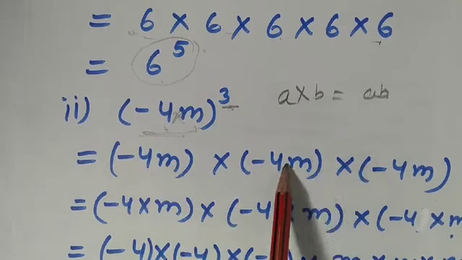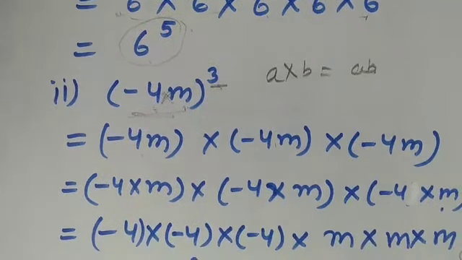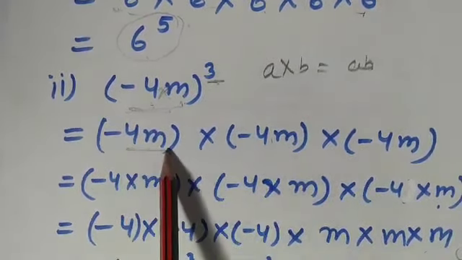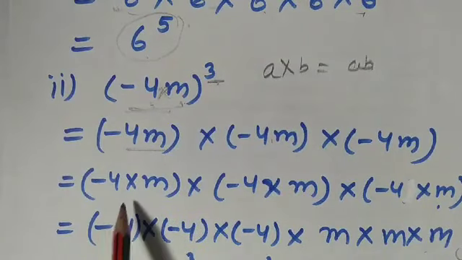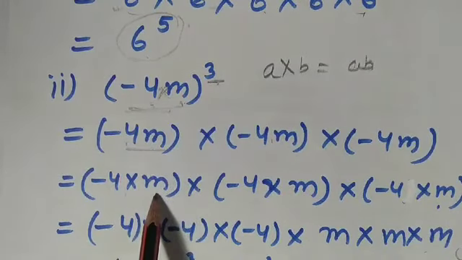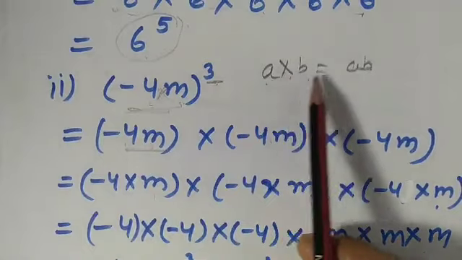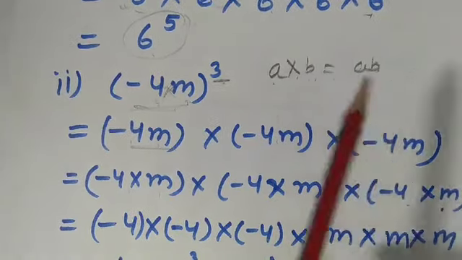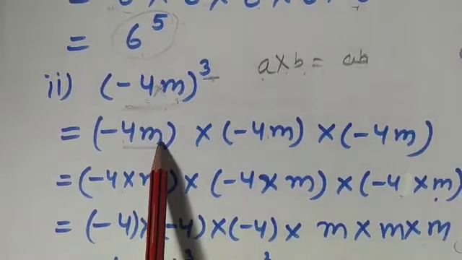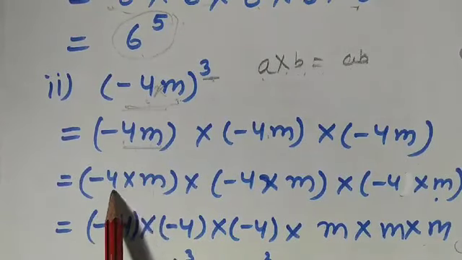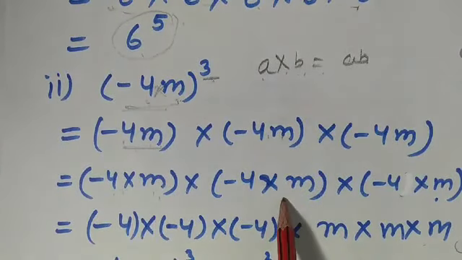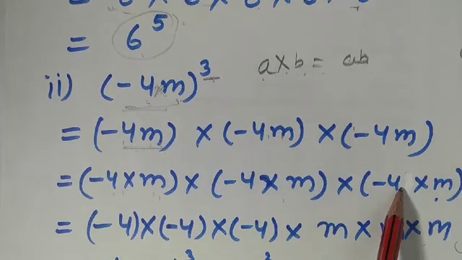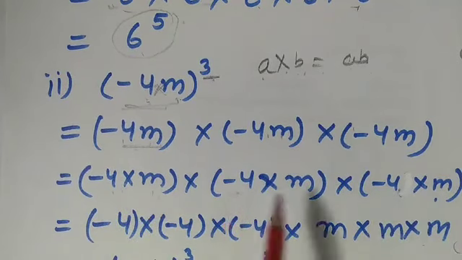Minus 4m into minus 4m into minus 4m. Now this minus 4m can be written in this form: minus 4 into m, as I have explained, a into b can be written as ab. So minus 4m can be written as minus 4 into m, minus 4 into m and minus 4 into m. Now how to multiply them?